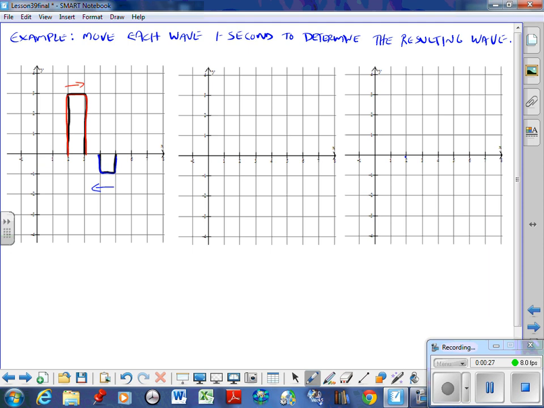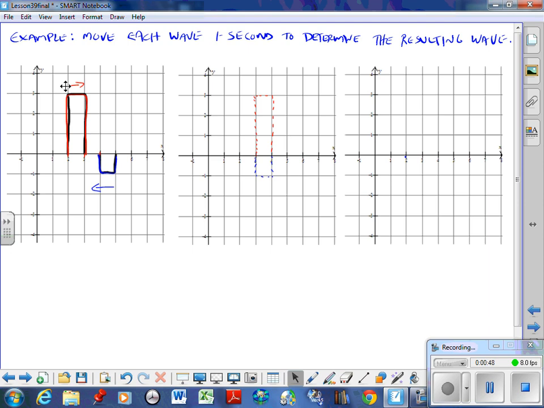I'm going to just use dotted lines here. They're going to overlap between seconds 3 and 4, so we move them forward. So now the red pulse is going to be here. The blue pulse will be underneath. What we need to do then is to figure out what the resulting pulse is going to look like.